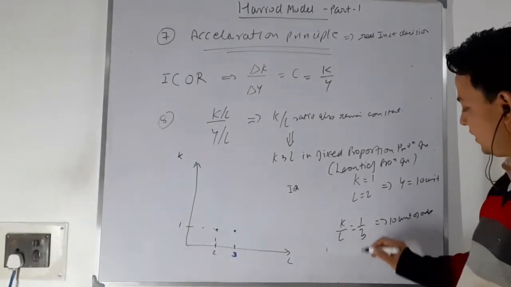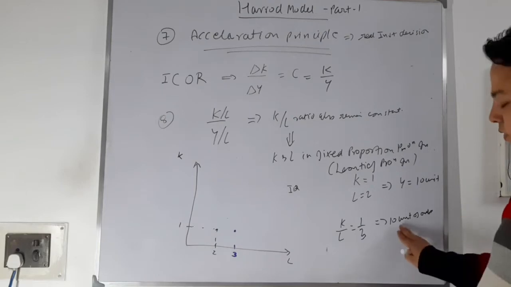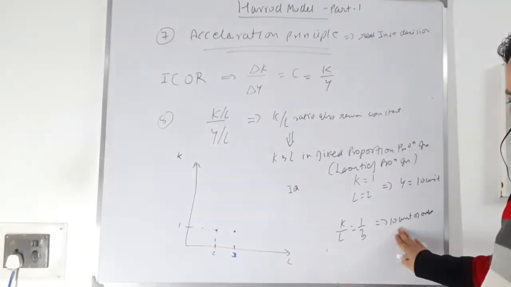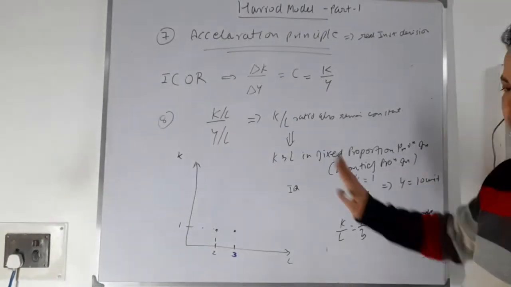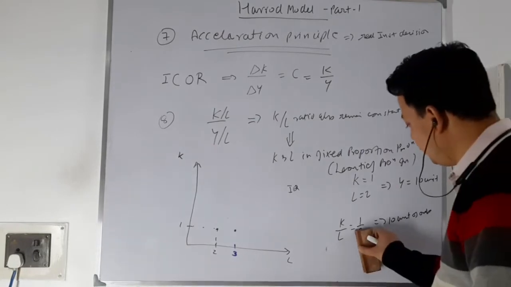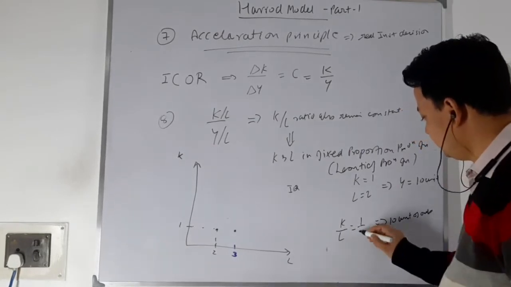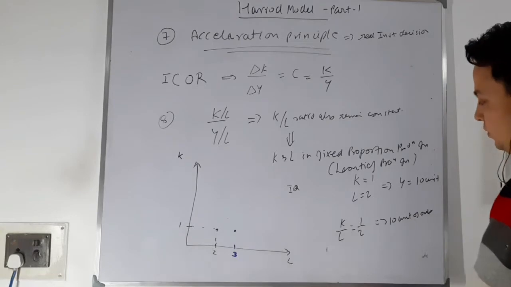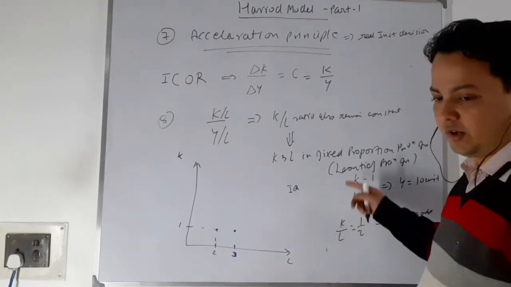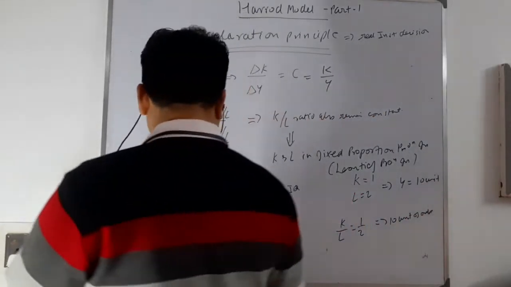If this proportion is 1 by 3, will output change or not? Output will not change because I am using inputs in fixed proportion. I require a 1 by 2 proportion. Half, okay, 1 by 2. For every unit of labor, I require half a machine to produce output.